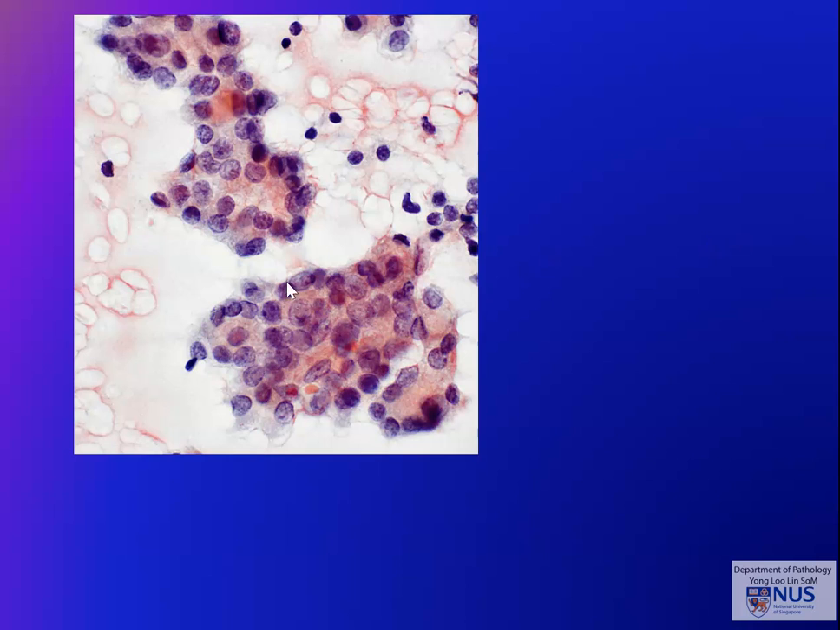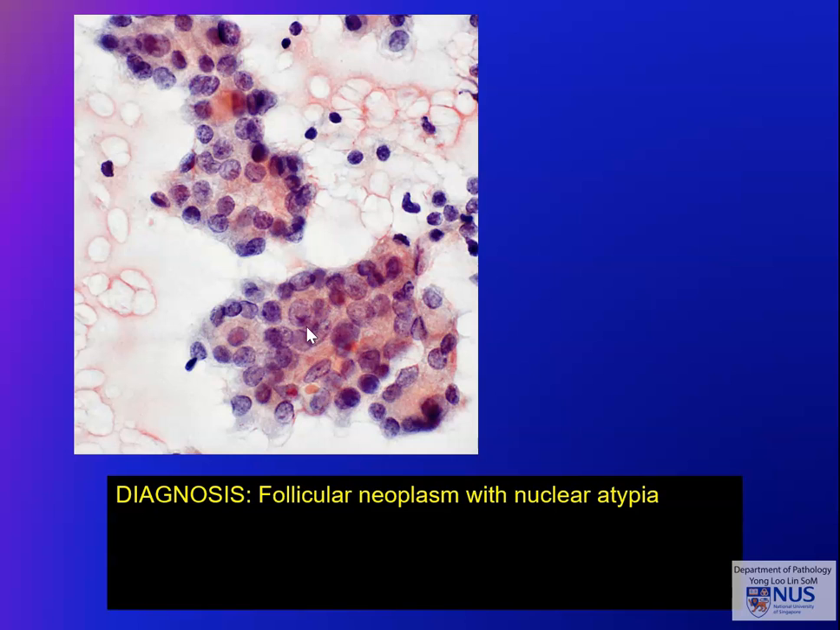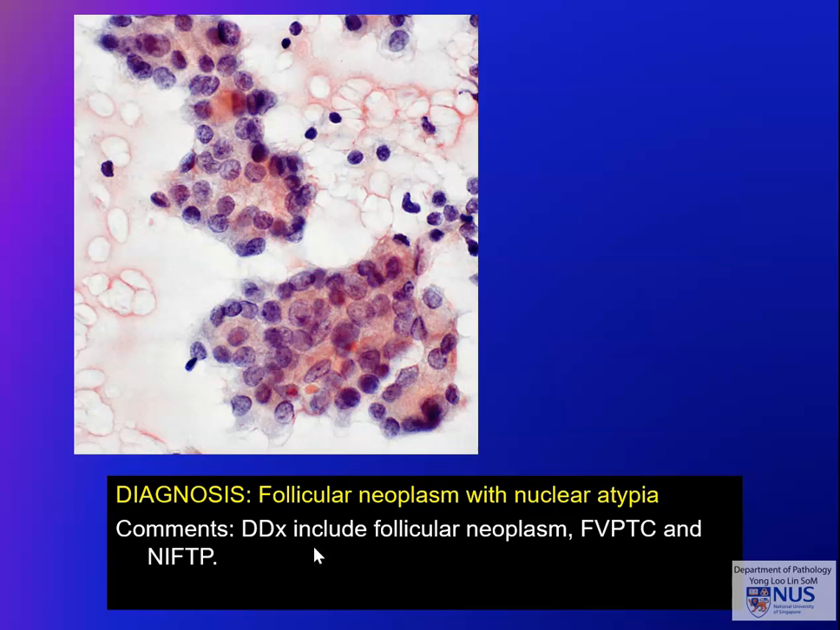The next case is one which is quite interesting and challenging. There is actually a somewhat microfollicular architecture here, but if you look carefully at the nuclei, there are nuclei which are enlarged, there is pale chromatin, there are nuclear grooves, and this shows a degree of nuclear atypia even though the architecture is follicular. So here, this would be diagnosed as follicular neoplasm, but with nuclear atypia, and differential diagnosis would also include, in addition to follicular neoplasm, follicular variant PTC and also NIFT-P.